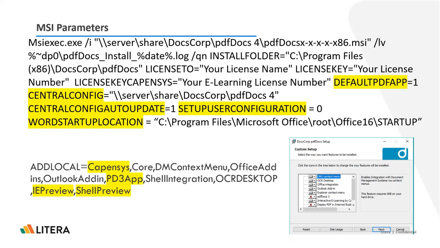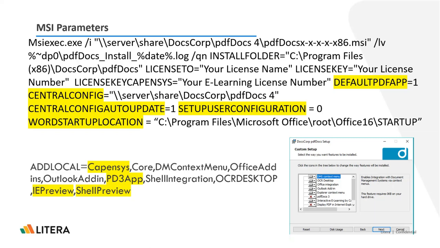Central config auto update, we mentioned this earlier. 0 is not enabled, 1 is enabled. Setup user configuration equals 0. This means the installer will explicitly exclude user setting creation. User setting creation is down here, and this has to do with the custom setup. So if you set setup user configuration to 1, that means the installer will explicitly include user setting creation.